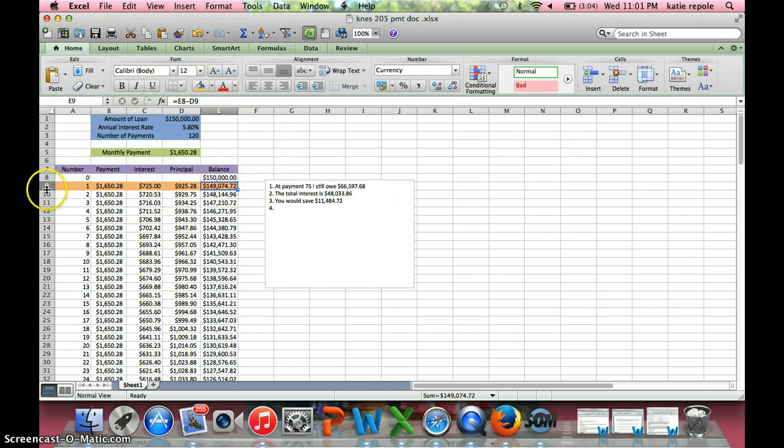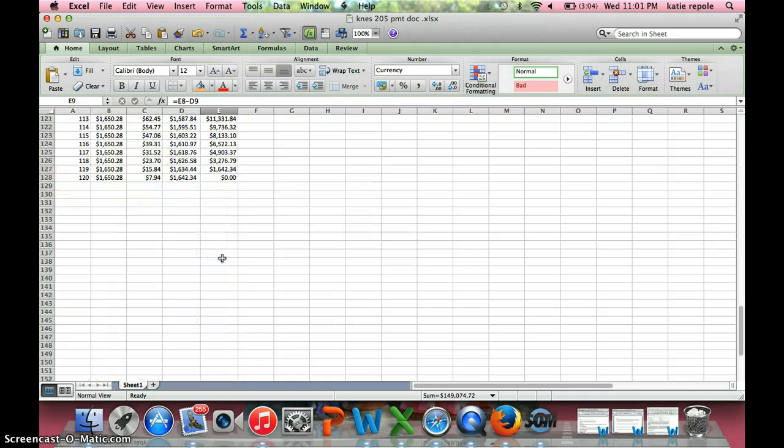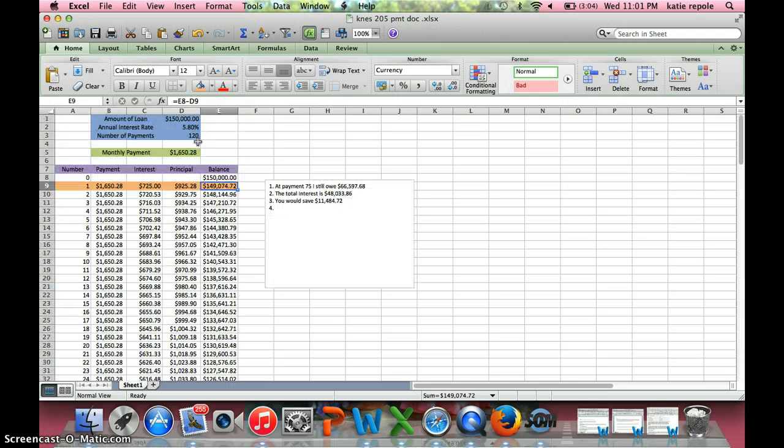Once you fill out the first row, there'll be a little square right here. You can drag the square all the way down to the 120th payment, and that will give you the numbers for everything. The equations will stay the same the whole nine yards.